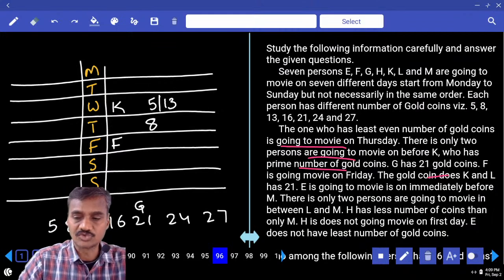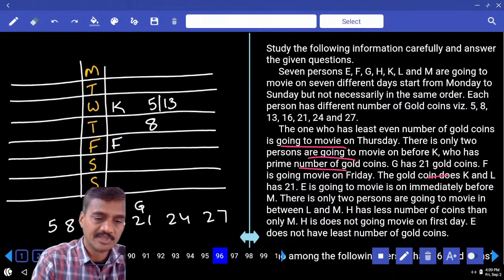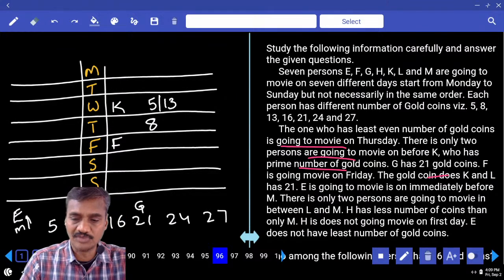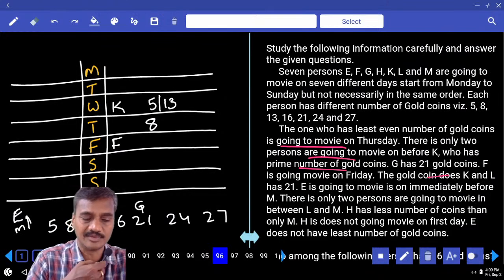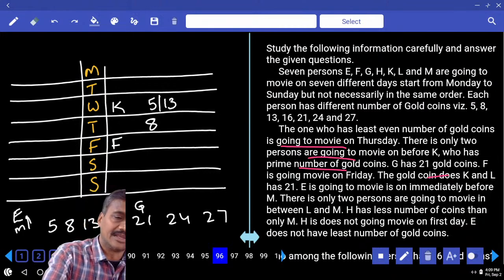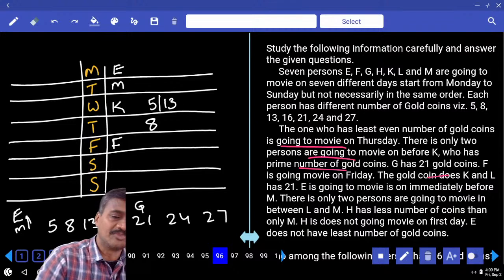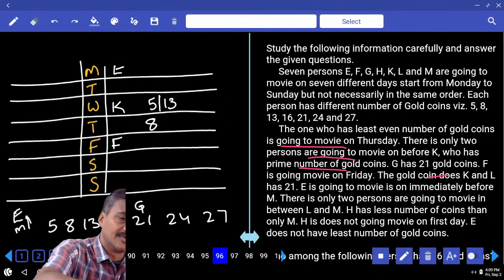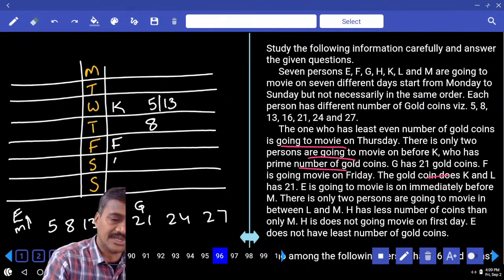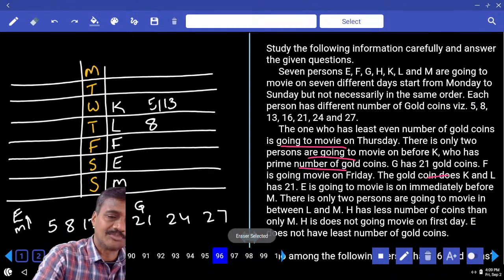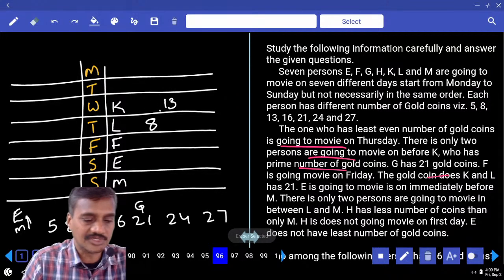And E is going to movie immediately before M. E and M are adjacent to each other. And there are only 2 persons going between L and M. Now in between L and M, there must be exactly 2 people. If E and M were like this, 2 people between L and M is not possible. Hence E and M cannot be on the first, Monday and Tuesday. Hence E and M were like this, 2 in between M and L. L is 8. If L is 8 and K plus L equals how much? 21. And K is 13.